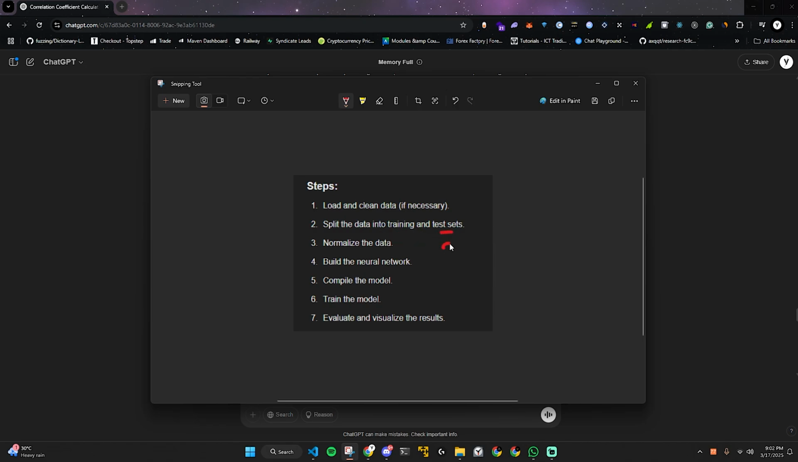Training and test sets. So this is 20%, and this is 80%. I'll just say R, because it's the rest of the data, normalized data. So it's basically using the min-max algorithm, neural network, and then compile the model. So this is the loss and the optimizer, and then we have the training model. So training model, evaluate and visualize the results.